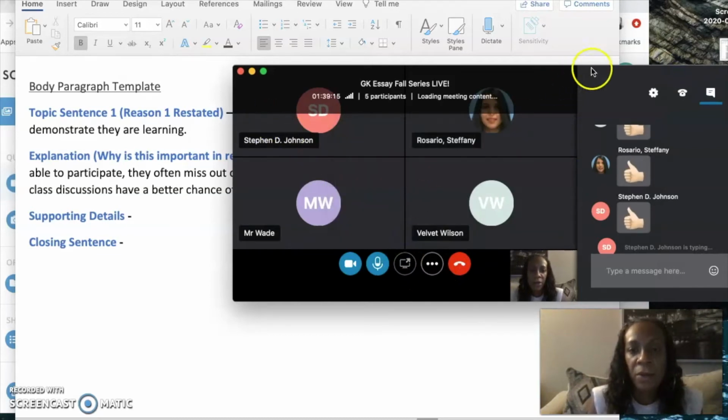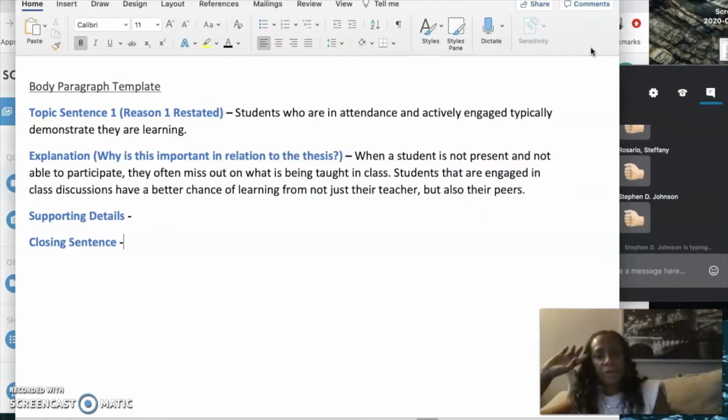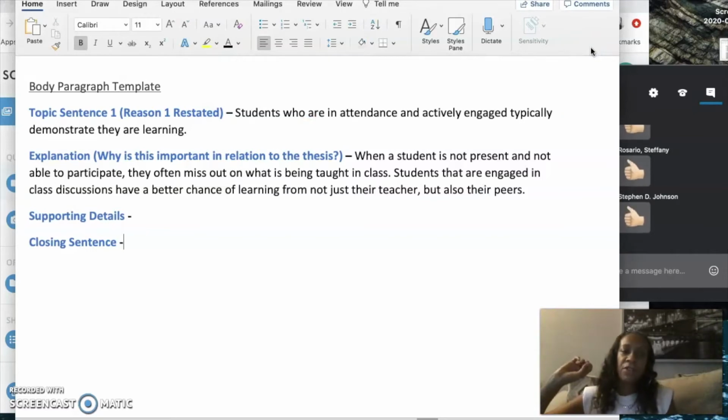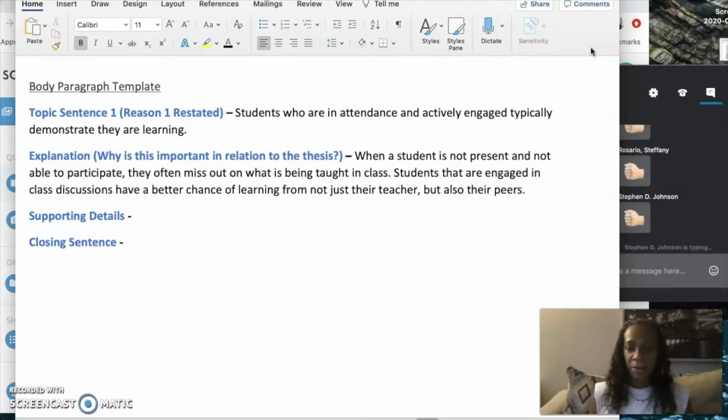All right, so again, for our template, we've come up with our topic sentence, restated it. We've got our explanation, and now we're moving into supporting details. So I'm going to read it together again. And as I'm reading, I want you to go ahead and type in your ideas for the specific supporting details on how and what this can look like in the classroom.